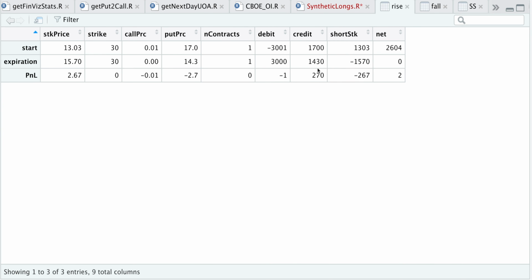So on the put side, we collected 1700, but since this is still in the money, put is now worth 1430, leaving us with 270. And since we shorted the stock, we lost 267. So our net was $2. And the cost of the trade was 2604.